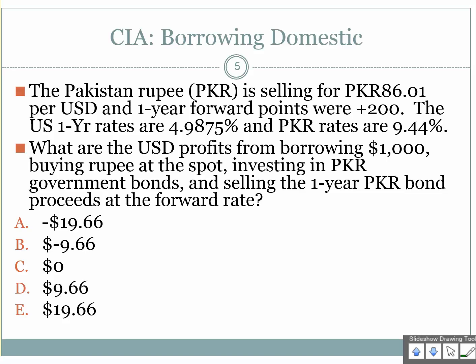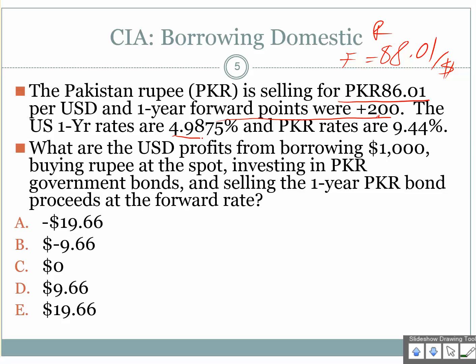However, you can do covered interest arbitrage by borrowing domestic currency, in other words, borrowing the dollar. Say the rupee is selling for 86.01 in spot markets, and forward points are 200. So the forward price is 86.01 plus 2.0. So that would be 88.01 is the forward price of the rupee.